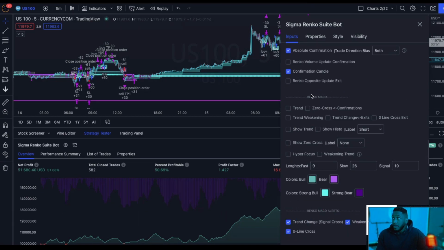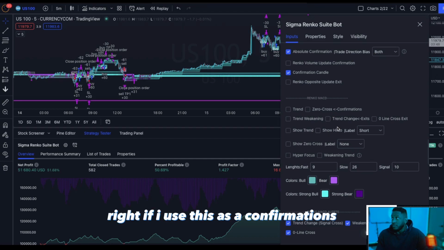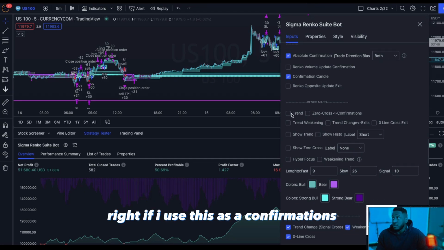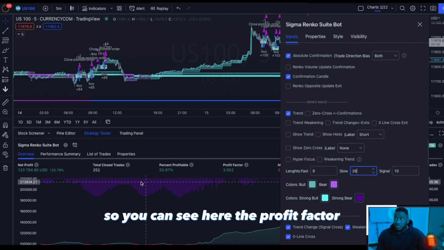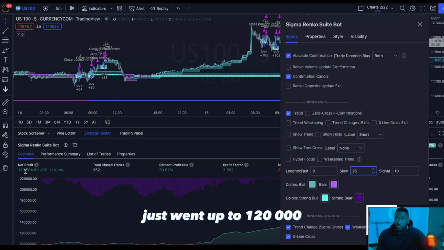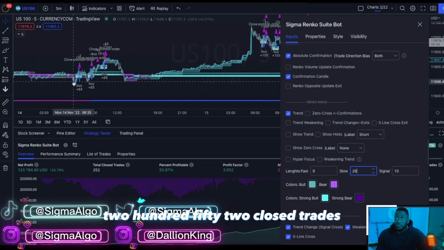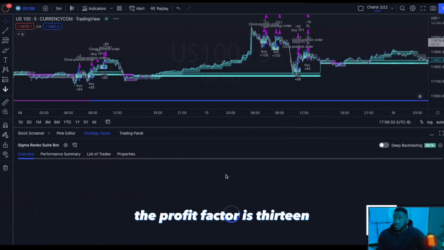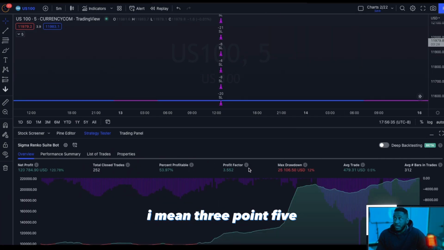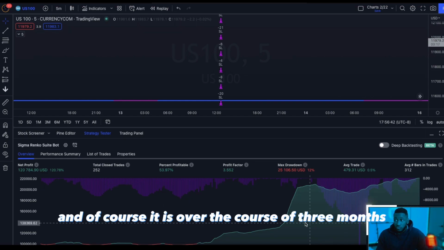For example, the Renko MACD, right? If I use this as a confirmation, the trend of the Renko MACD, and I change this, you're going to see these results change. So you can see here the profit went up to 120,000, 252 closed trades. I'm getting a lot of filters, right? 53.9% profitable. The profit factor is 3.5, which is a lot. And the max drawdown is only 12%, and of course it is over the course of 3 months, so this is actually really good.